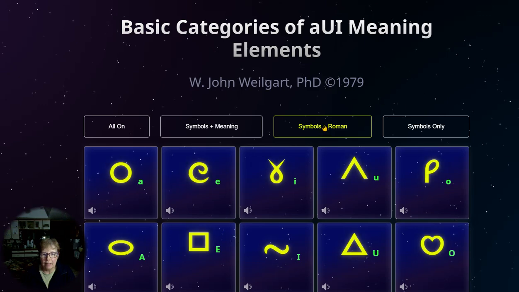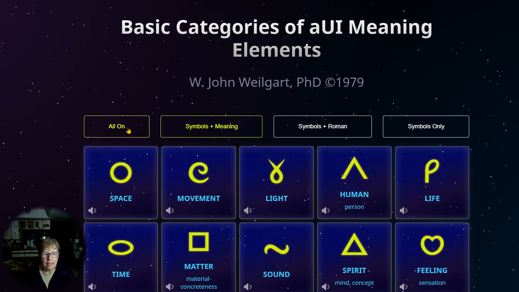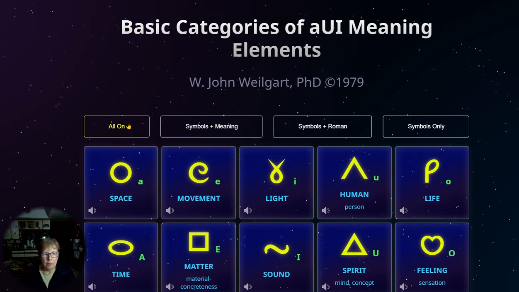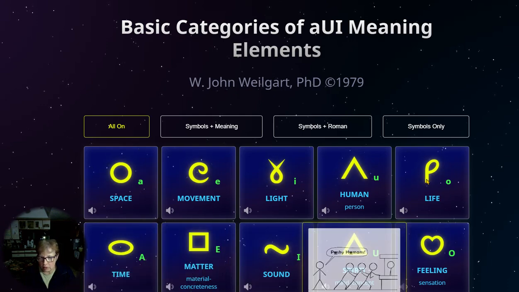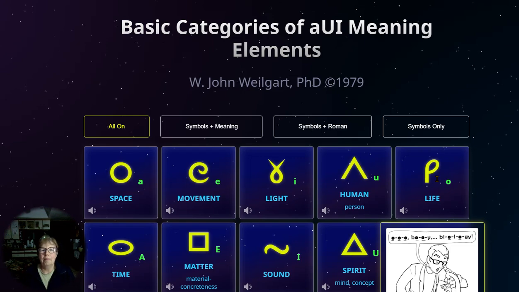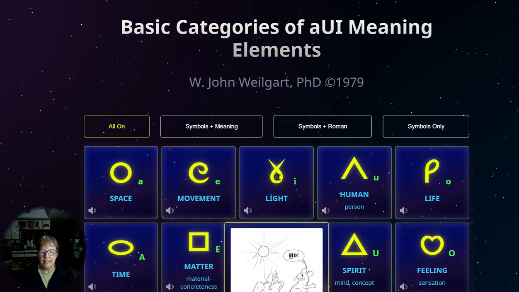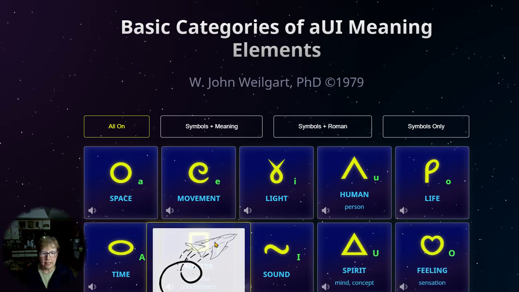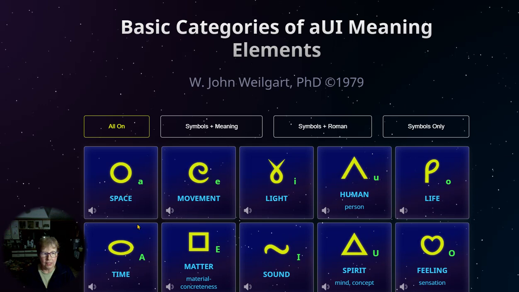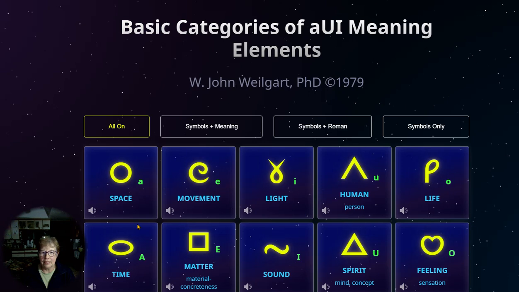We've got the Roman letters that pair up with each symbol, and the meanings. But first we're going to start out with all of them on. For this video, we're just going to start with the first row of the vowels. So the vowels are A, E, I, U, O. As you can see, we've got these little mnemonic images that were drawn for each one.